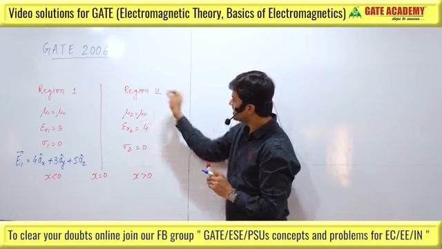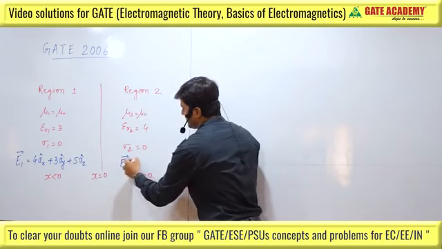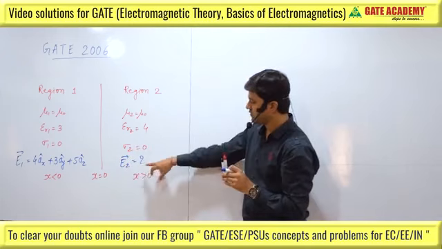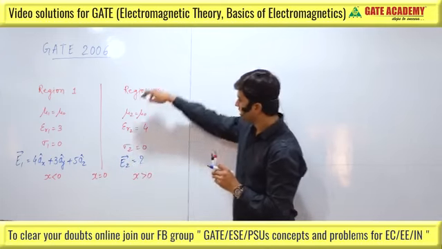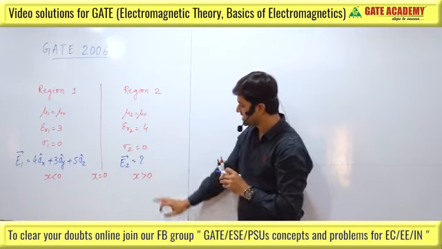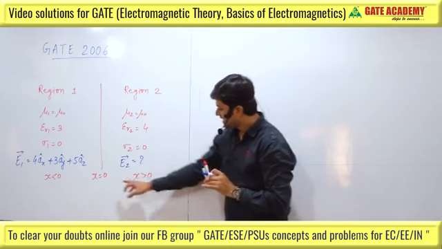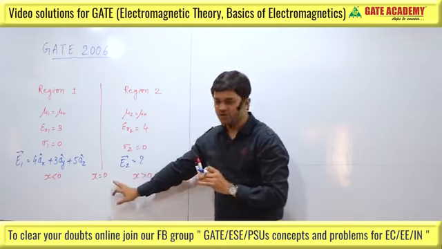than 0. In region 2, we have to find electric field intensity. In region 2, we have to find electric field at the boundary. So in region 2, mu2 equal to mu naught, epsilon r2 equal to 4 and conductivity is 0. Now, as we can see, the boundary is at x equal to 0.